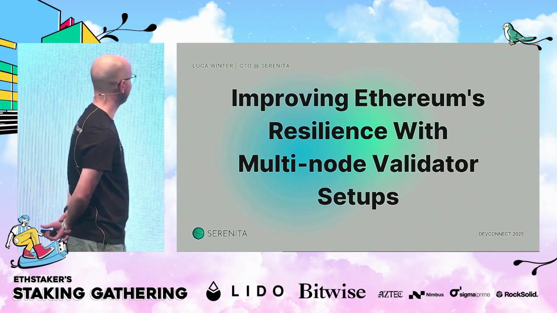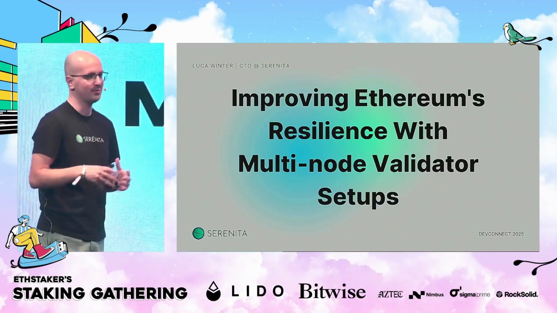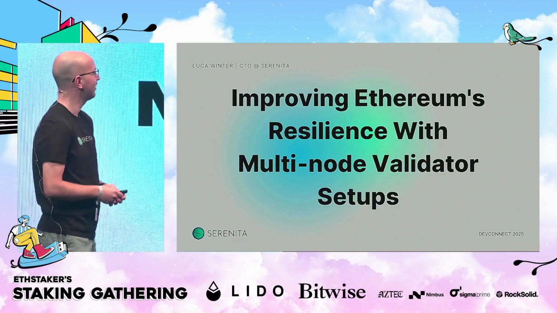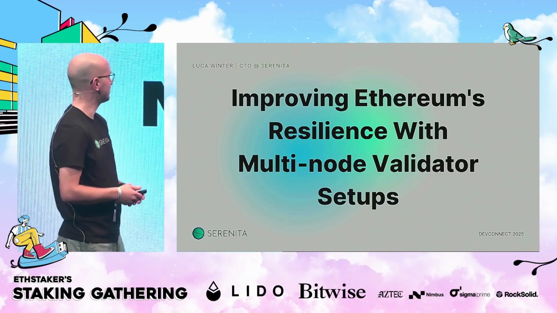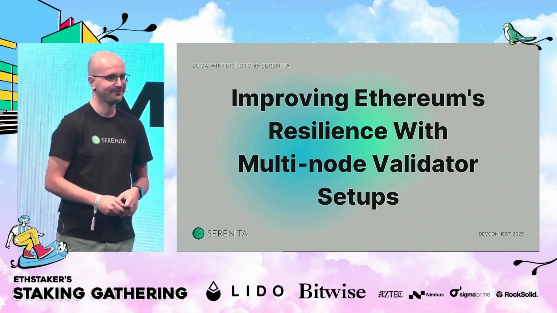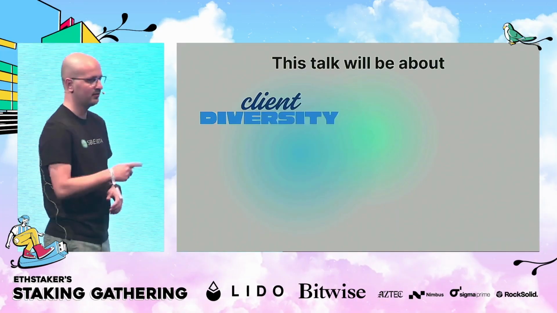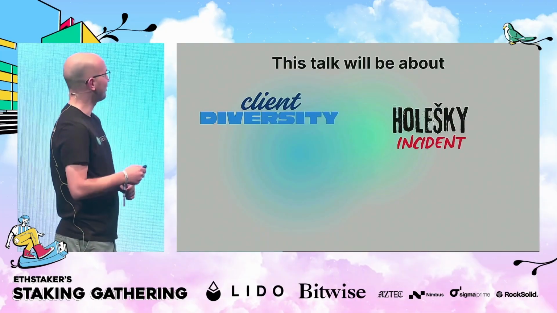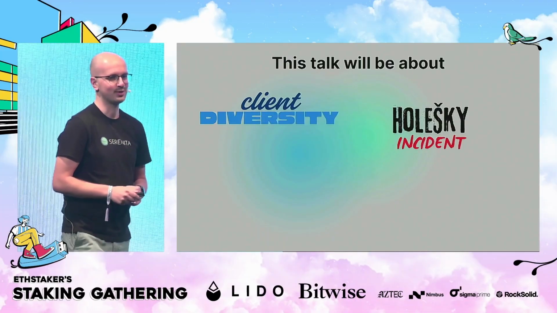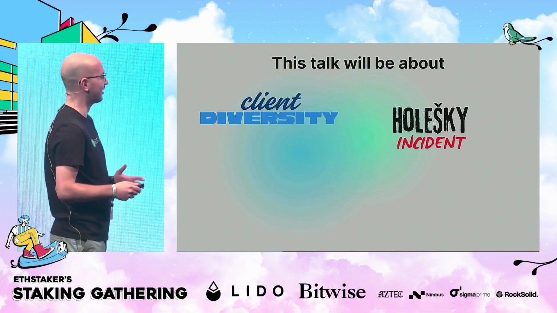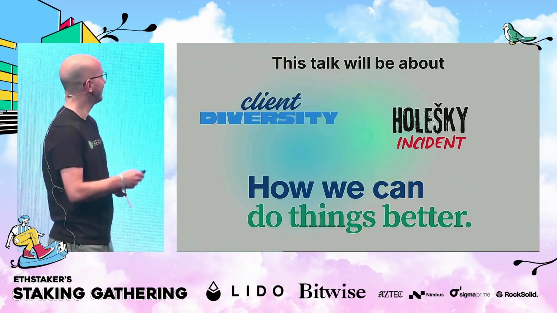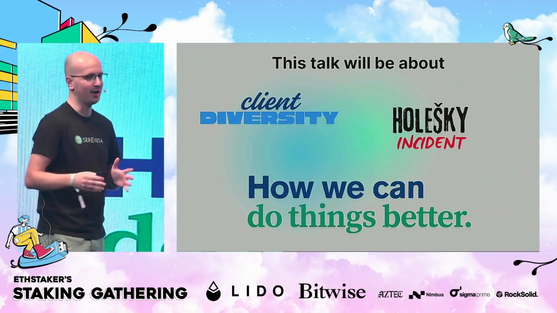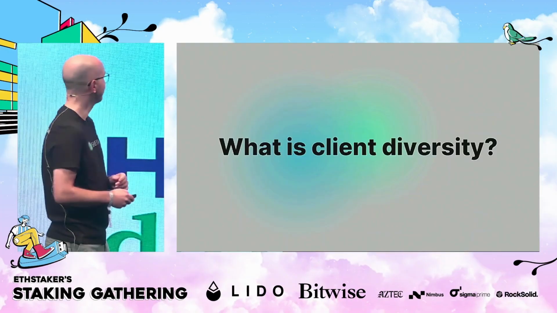And I'm here today to tell you more about how we, not just we, but we as a community can do better, and how we can improve Ethereum's resilience with multi-node validator setups. So this talk will be about the topic of client diversity. We've heard a lot about clients. We're not done yet. Then we'll review the Holešky incident, which was basically the worst case scenario that can happen when it comes to client bugs. And we'll finish off with talking about how we can do things better going into the future.